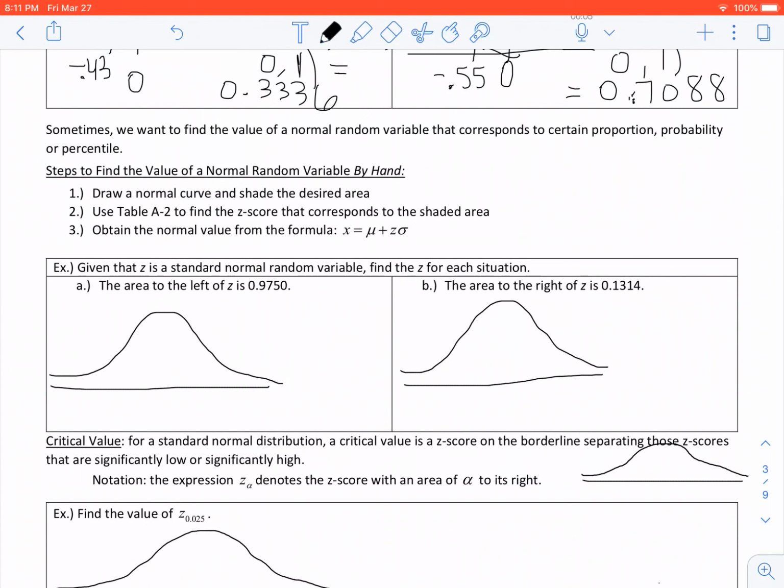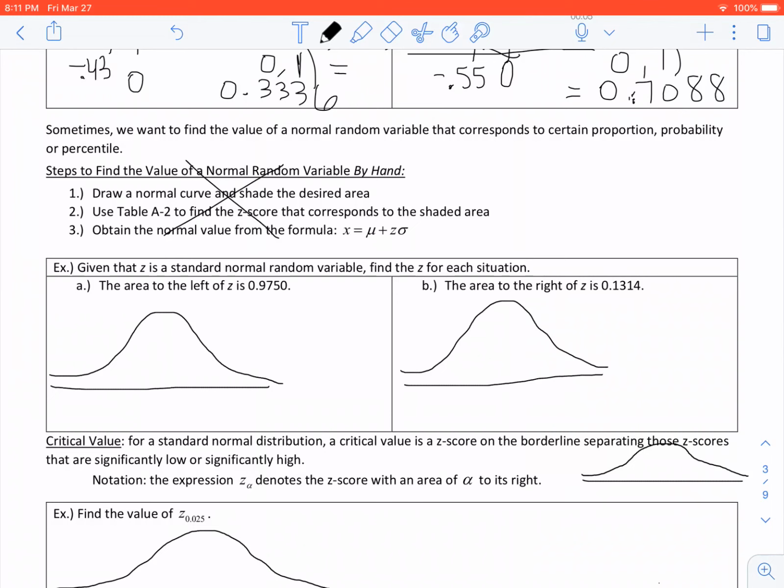So we're going to go ahead and cross out these steps and not actually use the table and save ourselves some time and just use the calculator. So in order to do this, we're given that z is a standard normal random variable. Find the z for each situation. So the first one, part A, says the area to the left of z is 0.975.